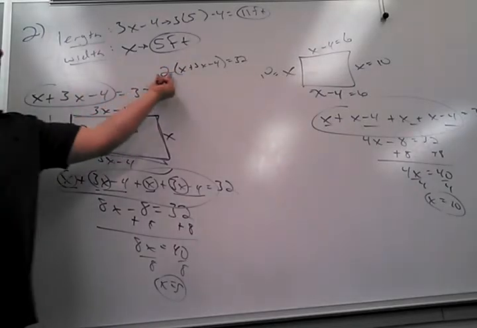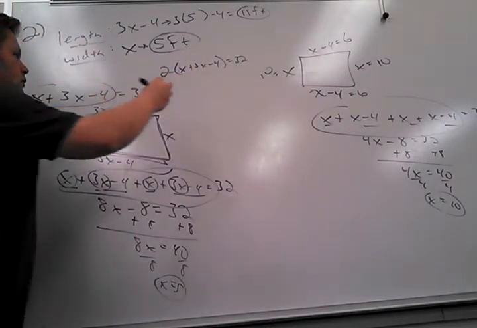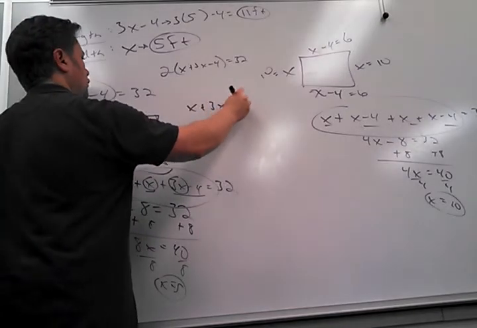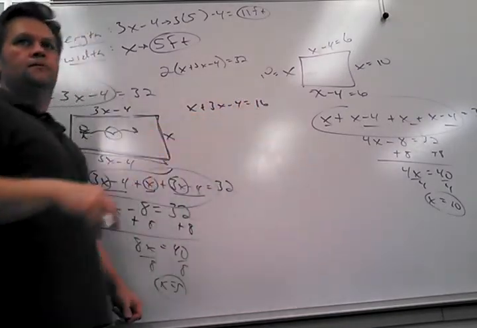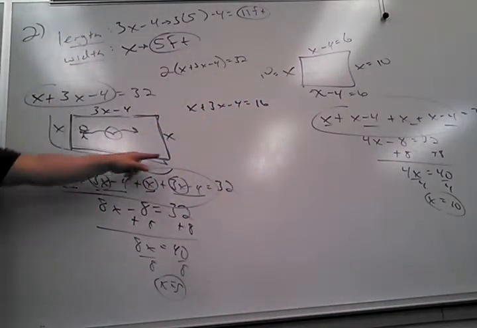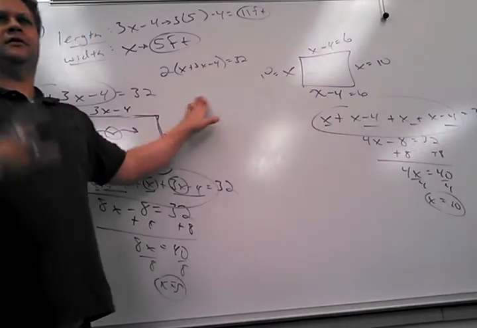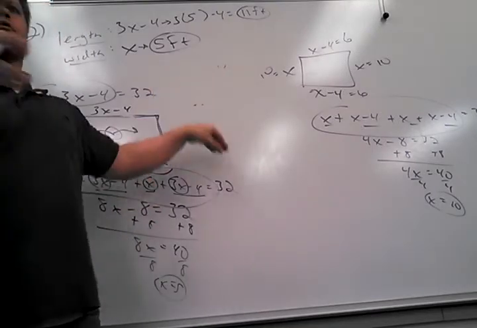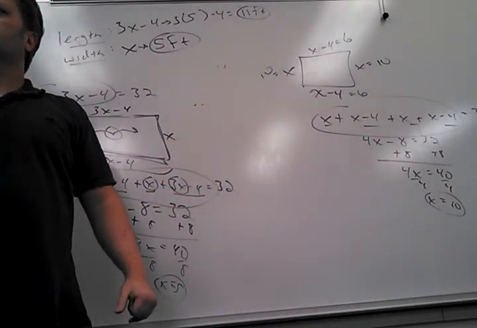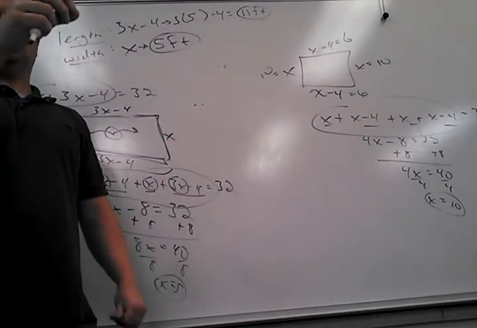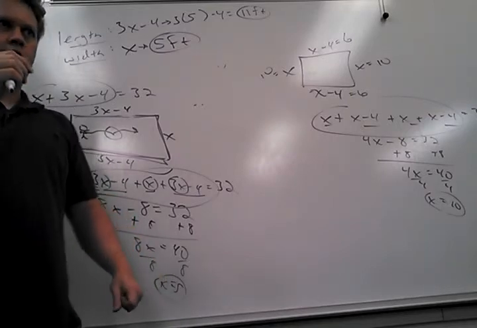Now me, I would do this. I would say x plus 3x minus 4 equals 16, if I go halfway, take half the perimeter. But those are all little tricks. I mean, there's a bunch of things you can do to make these kinds of problems quicker. But you have to be really comfortable with how everything's supposed to work. You can always go right here, and that's not that bad.